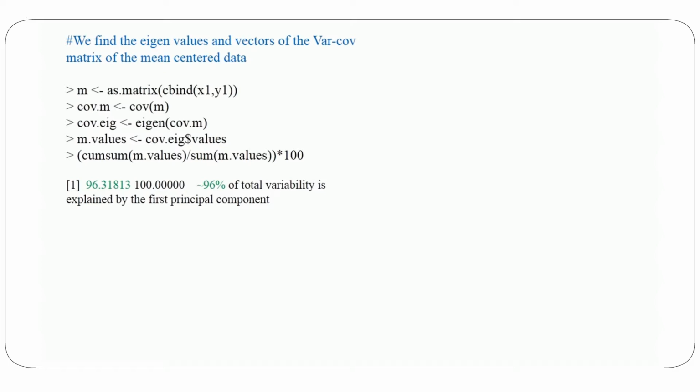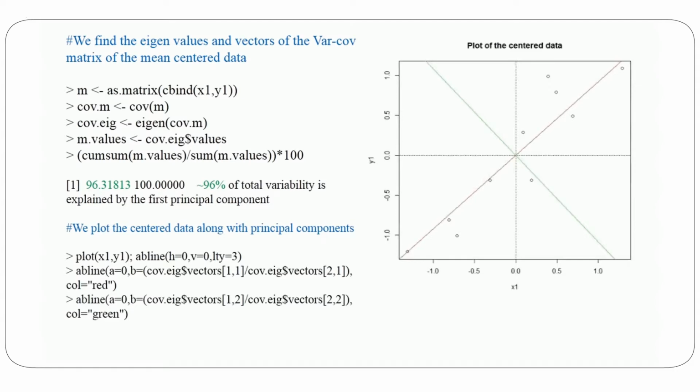Next, we plot the centered data along with the direction of the principal components. We do this with the help of the R command plot, and we draw the principal components with the help of the R command abline. So, here we have the plot of the mean centered data and the two principal components. This is the first principal component and this is the second principal component.